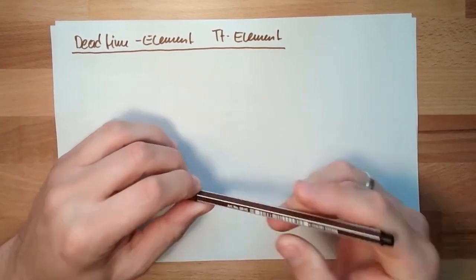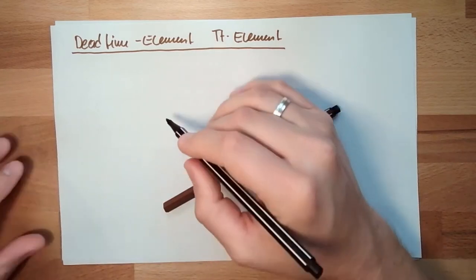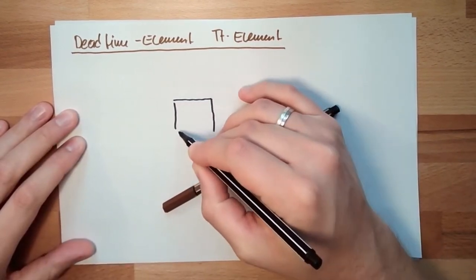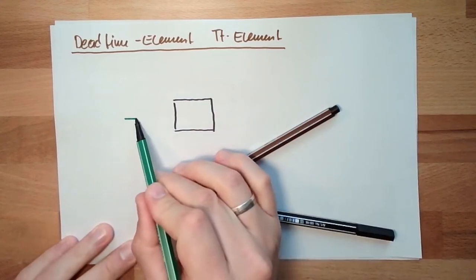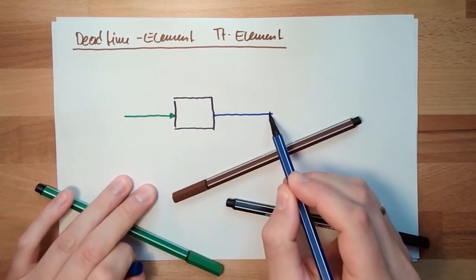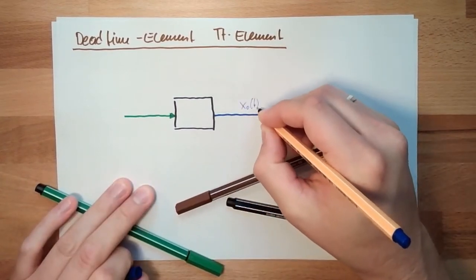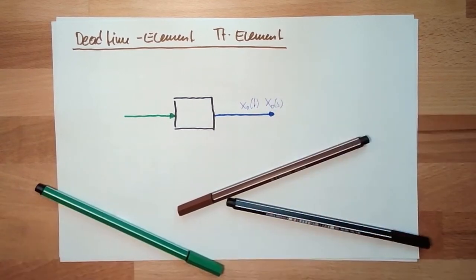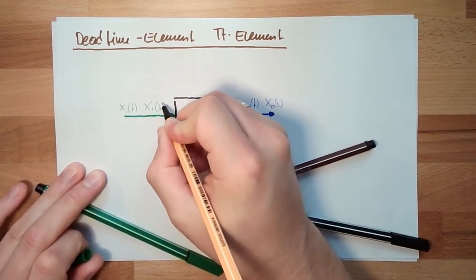This actually is really an annoying thing. What does it do? Of course, there is an input and an output as usual. So if there is the element, there is the input, and there is the output. XO from T or XO from S, and here we have XI from T or XI from S.